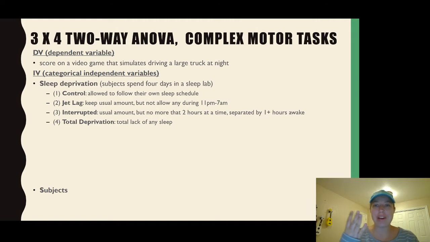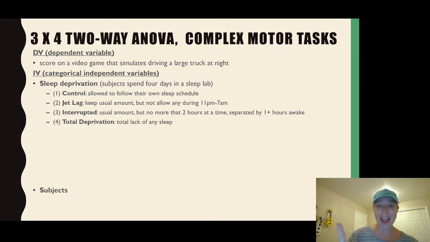They spent 4 days in a sleep lab. So the first factor, the first independent variable, and again for ANOVA, even though the dependent variable has to be a continuous score, the predictor or independent variables have to be categorical. So they have to have categories. The first categorical independent variable is sleep deprivation.